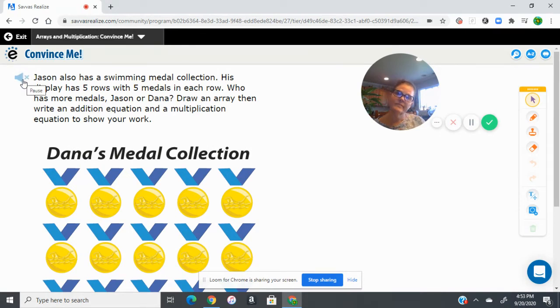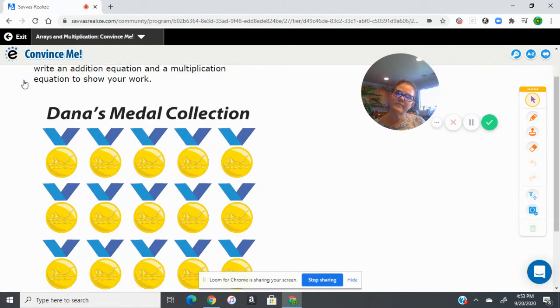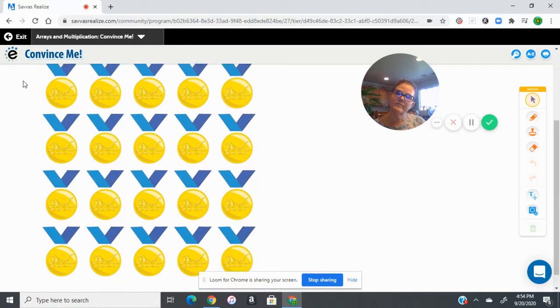Jason also has a swimming medal collection. His display has 5 rows with 5 medals in each row. Who has more medals, Jason or Dana? Draw an array, then write an addition equation and a multiplication equation to show your work.